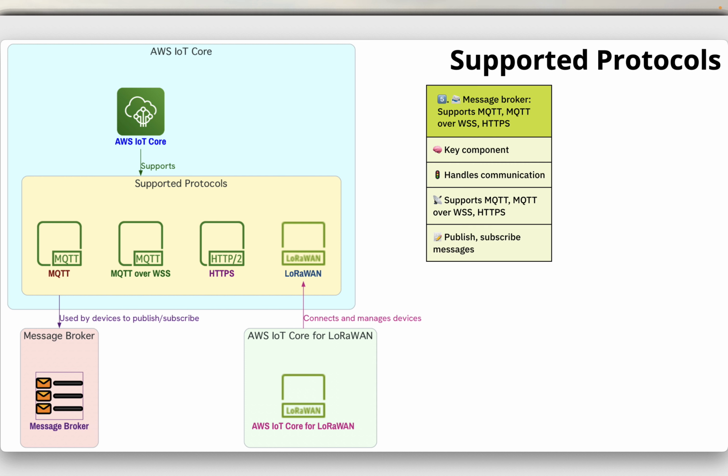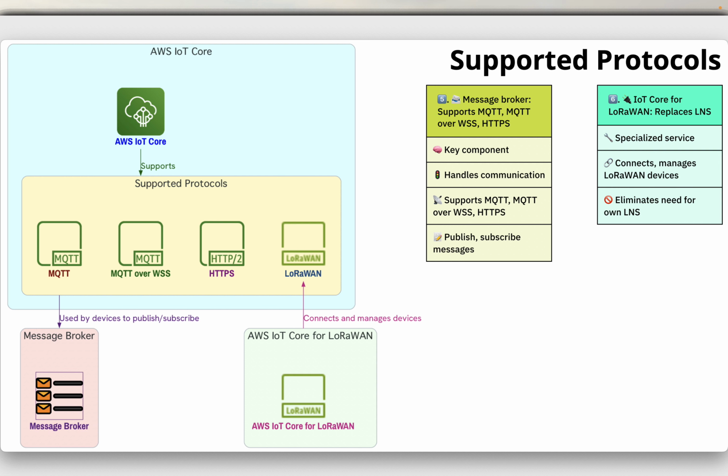Message Broker supports MQTT over WSS and HTTPS. The AWS IoT Core Message Broker is a key component that handles communication using MQTT over WSS, HTTPS protocols, enabling devices and clients to publish and subscribe to messages. Then AWS IoT Core for LoRaWAN is a specialized service that helps connect and manage LoRaWAN devices, eliminating the need for users to develop and operate their own LoRaWAN network server, LNS.